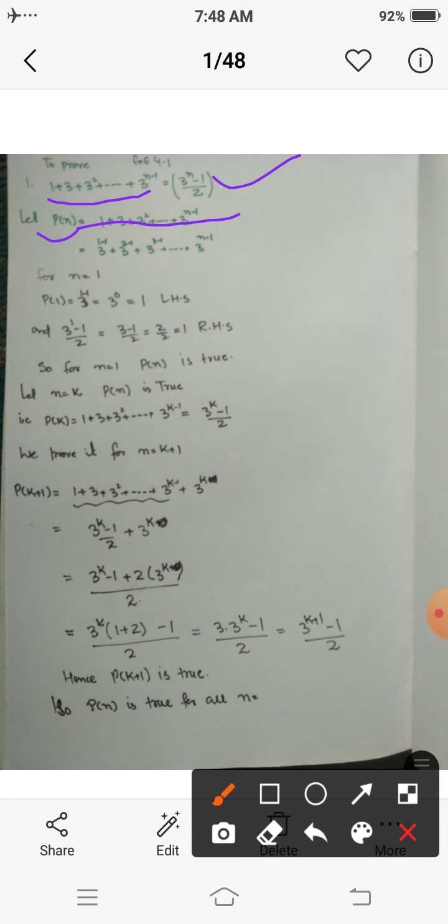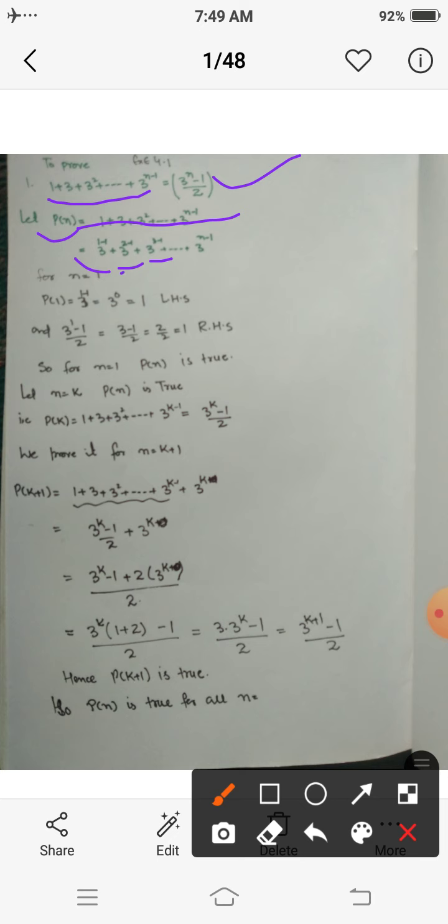Now here 1 is at the first place, 3 is at the second place, 3 square is at the third place, and 3^(n-1) is at the nth place. This means that it contains the nth term. So actually this 1 is 3^(1-1), because 1 is at the first place. We can write 3 as 3^(2-1), because it is at the second place, and 3 square as 3^(3-1), at the third place. So in this way we can say that the nth term of this is 3^(n-1).